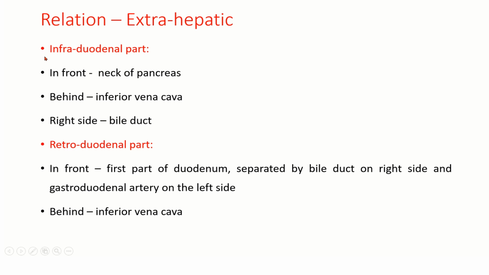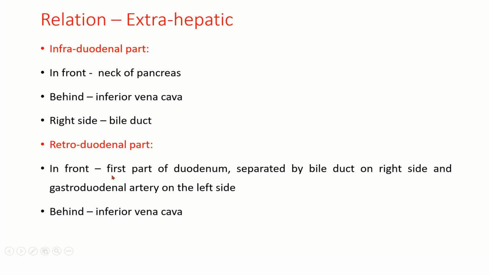You can see here the infraduodenal part, the relations are like this. In front it is the neck of pancreas, as I have shown in the earlier diagram. Behind will be inferior vena cava and on the right side will be the bile duct. So throughout the course, the posterior relation is inferior vena cava. So infraduodenal part: in front it is the neck of pancreas, behind inferior vena cava, right side it is bile duct.